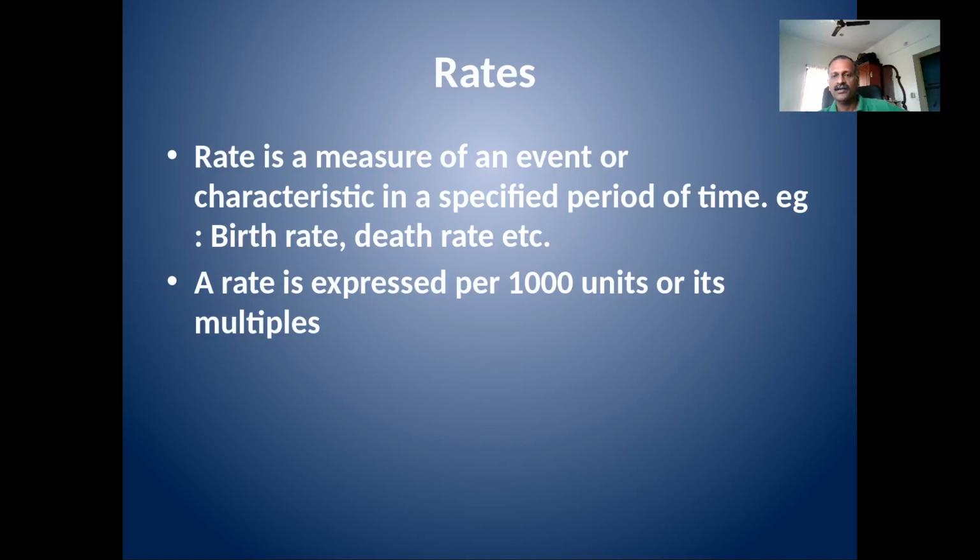For example, out of 1000 live births, how many infants are dying per year? This is the infant mortality rate. If we say that infant mortality rate is 30 per 1000, that is always expressed as 1000 units or its multiples. We can even take 0.1 per 10,000 or 1 lakh, etc. It can be mentioned like that also.